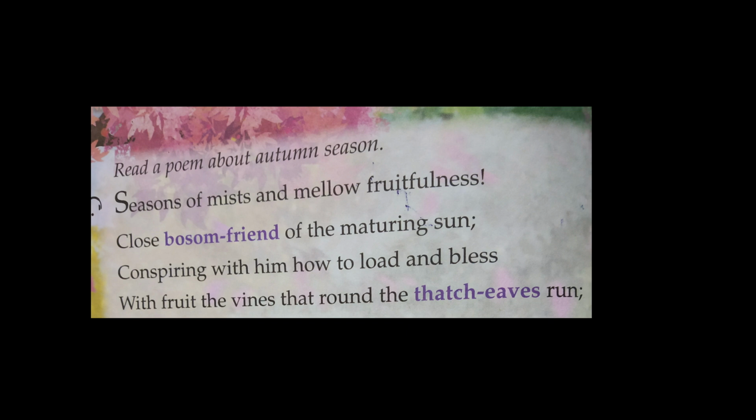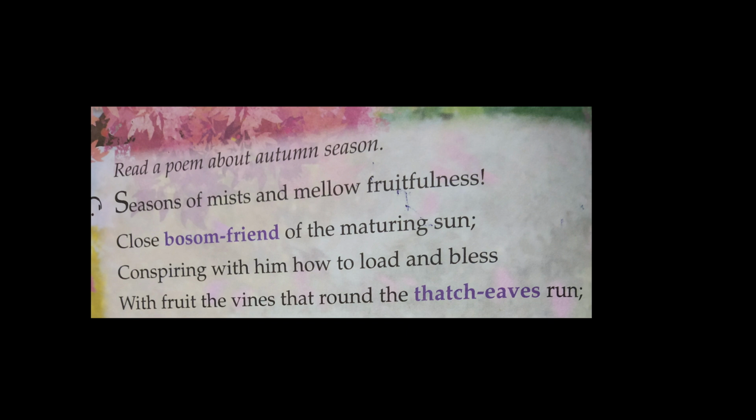maturing sun. Conspiring with him, that is, now the season and the sun are conspiring with each other. So conspiring means they are planning to act secretly, okay, and how to load and bless with fruit the vines that round the thatch eaves run. Here thatch eaves means the edge of a roof that is made of dried straw. So this line means that the season and the sun are planning.